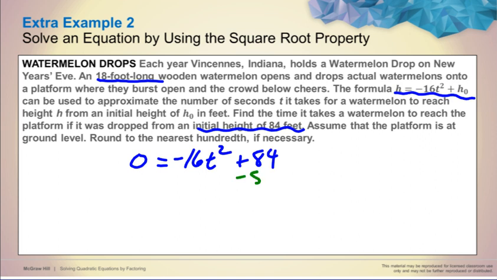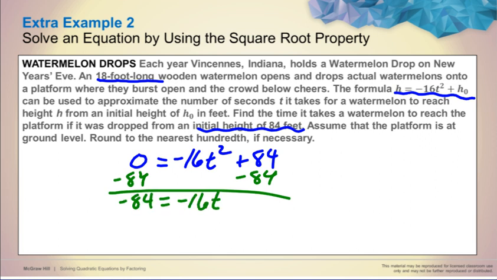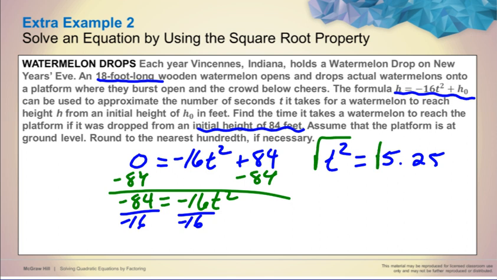So I do the same thing, subtract 84. And I get negative 84 equaling a negative 16 t squared. To get t squared by itself, I divide by negative 16. And 84 divided by negative 16 gives me 5.25. So t squared equals 5.25. And to undo a square, I find the square root. And because I'm dealing with time, I only need to use the positive root. So the square root of 5.25 equals 2.29 seconds.